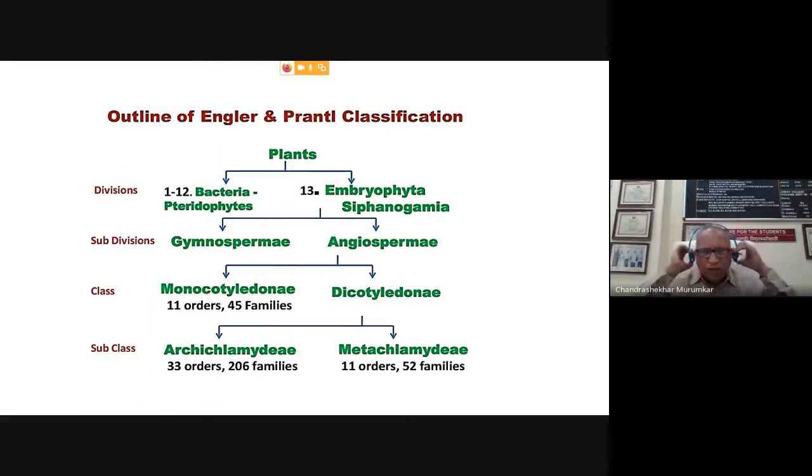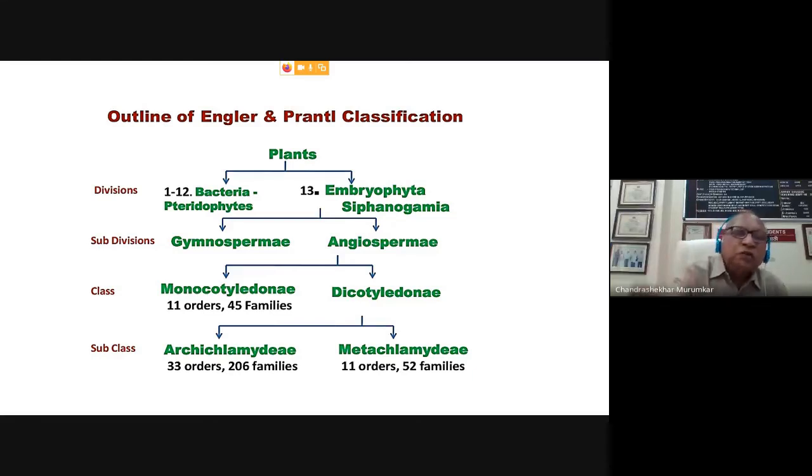So this is an outline of the total classification where the plants are classified. Divisions 1 to 12 are bacteria to pteridophytes, and division 13 is known as the Embryophyta Siphonogama. These are plants having embryos, that is seeds, and having vessels or tracheids. Siphonogama means they have the siphon, that is vessels, vascular tissue. The Embryophyta Siphonogama, generally what we know as the phanerogams today, are further classified into gymnosperms and angiosperms. Obviously gymnosperms are placed before the angiosperms.